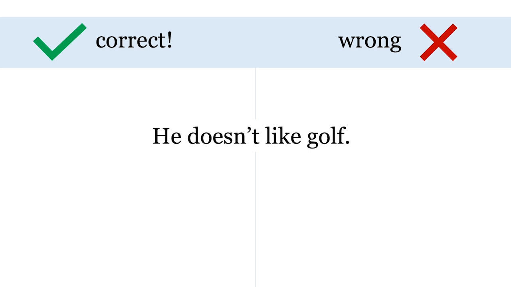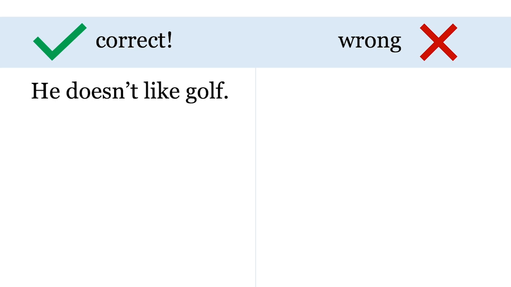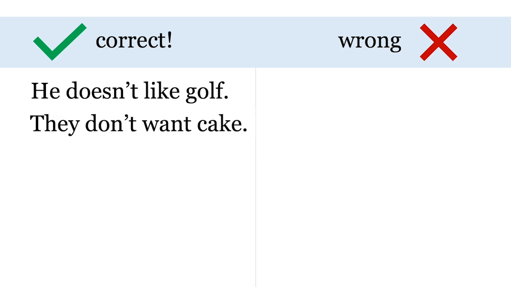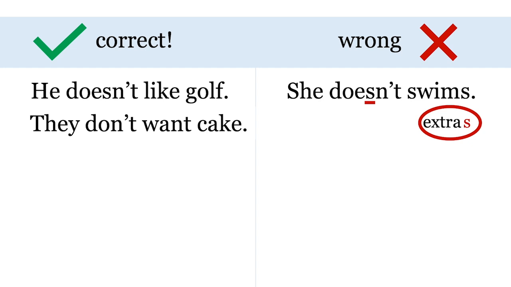Let's look at some sentences. Think. Is the negative form correct? First sentence is, he doesn't like golf. Yes, that is correct. He doesn't like golf. They don't want cake. Yes, that is also correct. They don't want cake. She doesn't swims. This is incorrect. Look, we've got the S there, so we have an extra S on swims. She doesn't swim is correct.